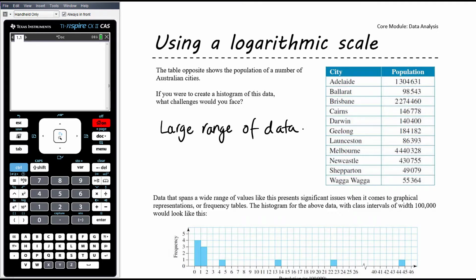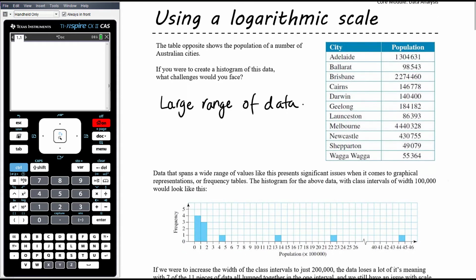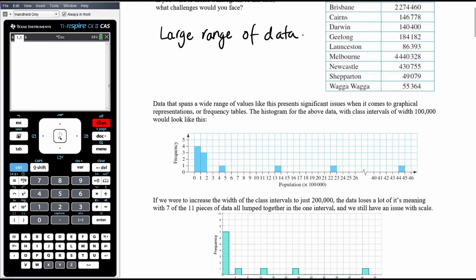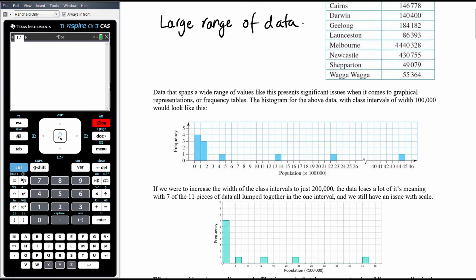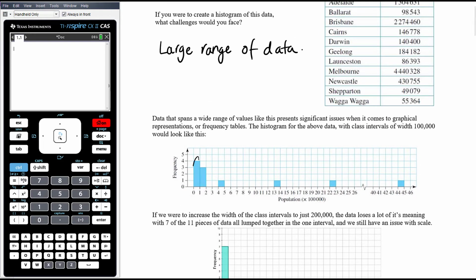So even if we were to group it in class intervals of width 100,000, our histogram would look like this. So obviously we've got 4 cities with populations between 0 and 100,000, and then another 3 cities between 100,000 and 200,000, but then just one between 400,000 and 500,000, one between 1.3 million and 1.4 million, one between 2.2 million and 2.3 million, and another one, oh sorry, I missed, there's an even bigger one there. Another one between 4.4 and 4.5 million.